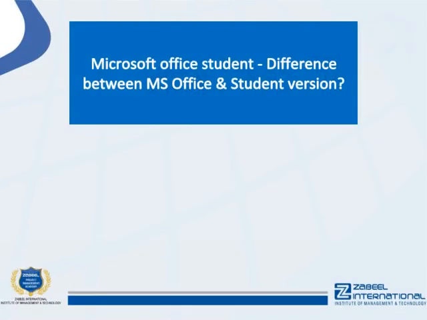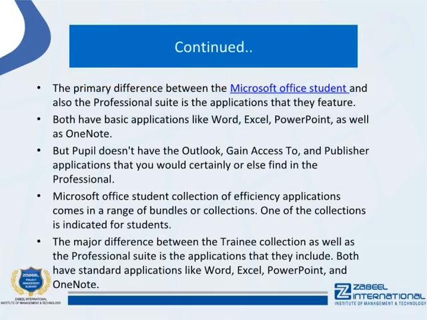Microsoft Office Student: difference between MS Office and the Student version. The primary difference between the Microsoft Office Student and the Professional Suite is the applications that they feature. Both have basic applications like Word, Excel, PowerPoint, as well as OneNote. But Student doesn't have the Outlook, Access, and Publisher applications that you would otherwise find in the Professional. Microsoft Office Student suite of productivity applications comes in a range of bundles or suites.